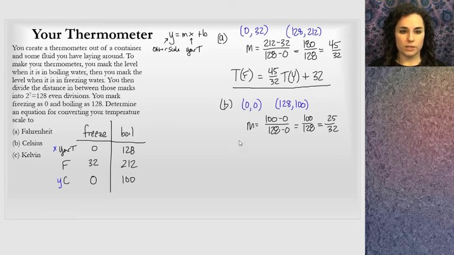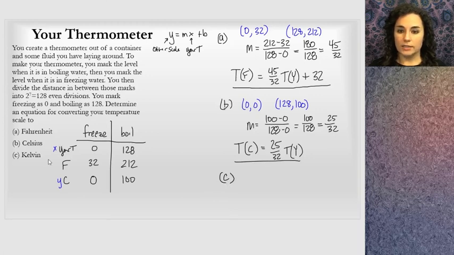So let's plug this into our equation. If you want the temperature in Celsius, we will take 25 over 32 times your temperature, and then we will add on the initial value. When we plug in 0 for your temperature, we should get 0 out for the Celsius. So this is actually 0 on the end, and you could omit it if you like. So that's our answer for part B.